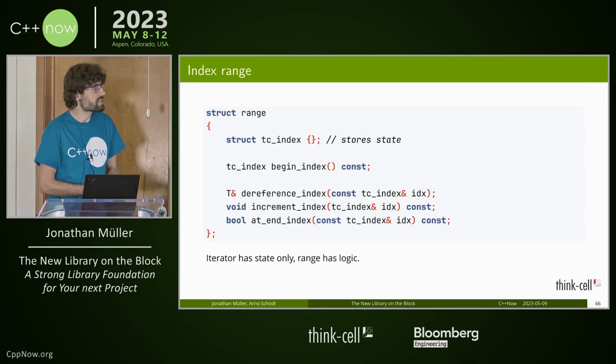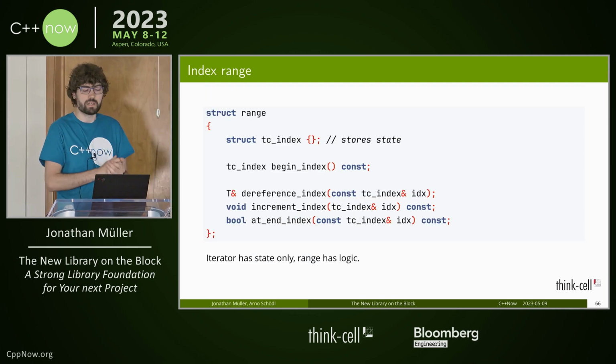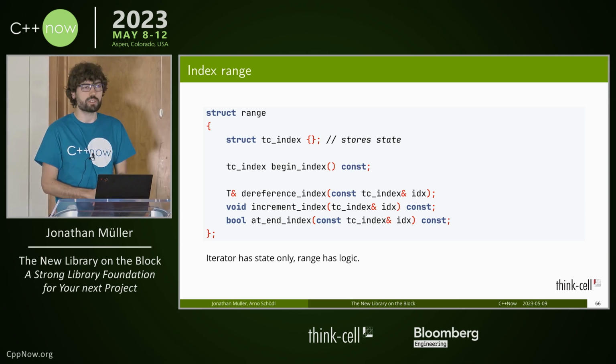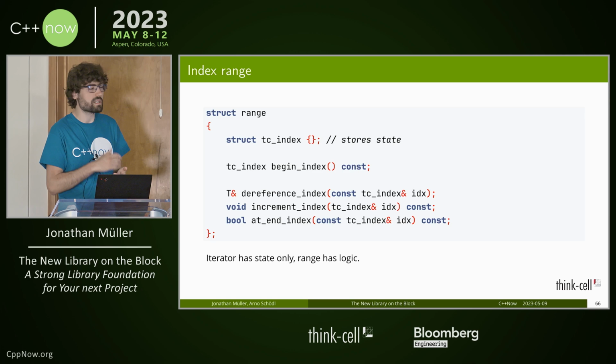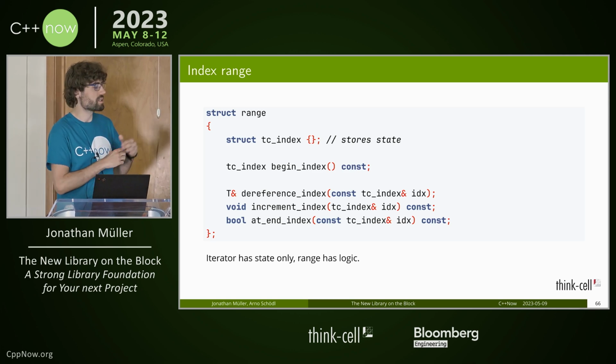So the thing that we also have is index ranges. With index ranges, instead of an iterator, we have an index. And the index only stores data. It does not store any of the logic. The logic is stored in the range. So the range takes an index and knows how to dereference it. It takes an index and knows how to get to the next one. So all the logic is in the range object.